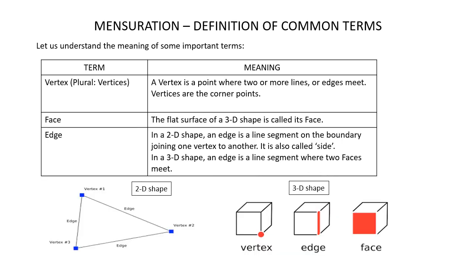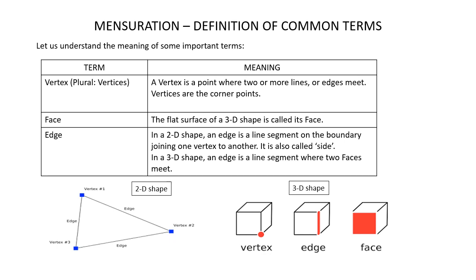Let's now understand the meaning of a few more important terms like the vertex, face and edge. Vertex. The plural of vertex is vertices. A vertex is a point where two or more lines or edges meet. Vertices are the corner points. Face. The flat surface of a 3D shape is called its face.